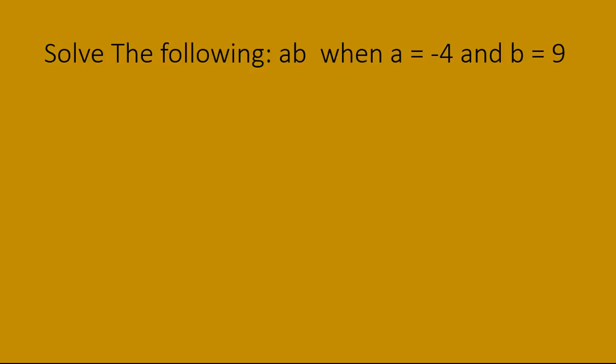So I'm going to ask you to solve AB when A is equal to -4 and B is equal to +9. Go ahead and substitute A equals -4, B equals 9. When two variables are next to each other like that, AB, it implies that you multiply. So we're going to multiply -4 times 9. 4 times 9 is 36, and because the signs are different, we have a negative times a positive. We'll end up with a negative result.